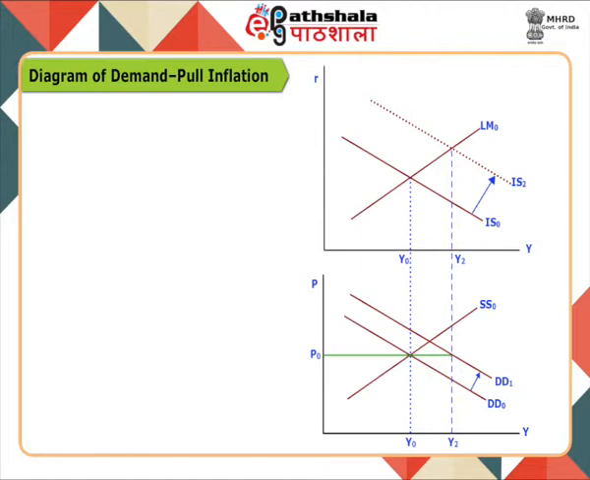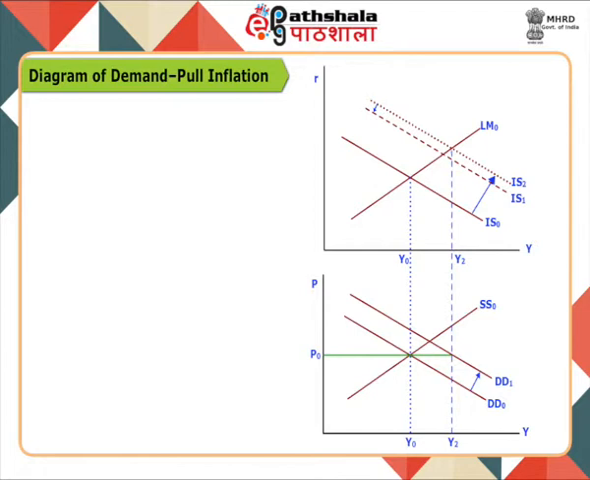Due to the increase in price level, the real value of consumption would decrease and the rate of savings would rise. This would shift the IS curve to the left. In the upper panel of the diagram, due to the increase in price level, the IS curve again shifts, but to the left, that is from IS2 to IS1.